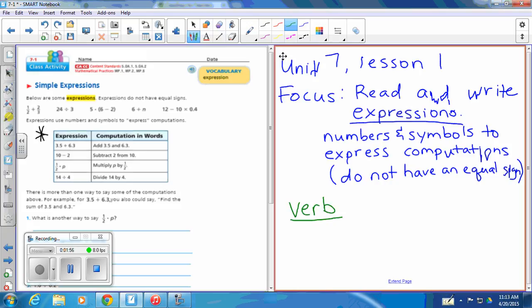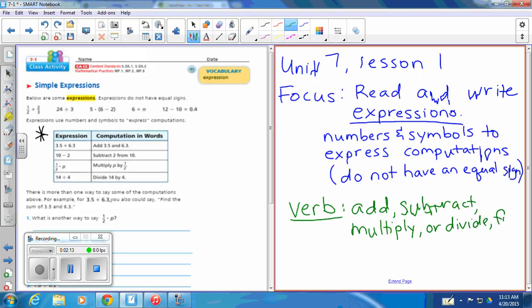Okay? And that verb would either be add, subtract, gosh, it looks like Halloween in here, multiply, or divide. It could also be find, which is a verb. Okay? So we want to focus on having that verb first. So for this first expression, notice in this box it gives you some examples. You would say add 3 and 5/10 and 6 and 3/10 to make this expression true.